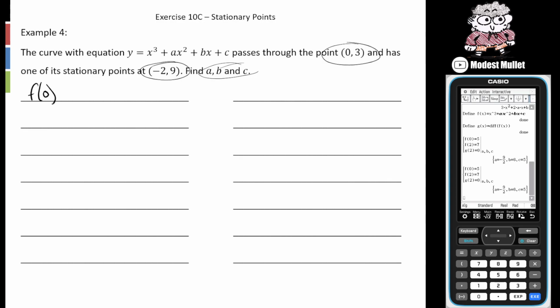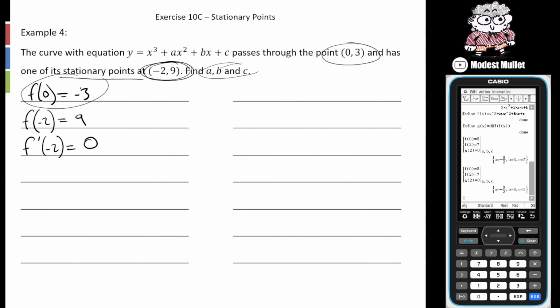So f of 0 is equal to -3. We're also told it has a stationary point at -2, 9. That means it has to pass through that point. Let's just start with it has to pass through that point. So f of -2 is equal to 9. And then we also have, well, that's a stationary point, so that must mean the gradient, so f dash of -2, the gradient at that point, since it's a stationary point, must be 0. So I have 3 bits of information.